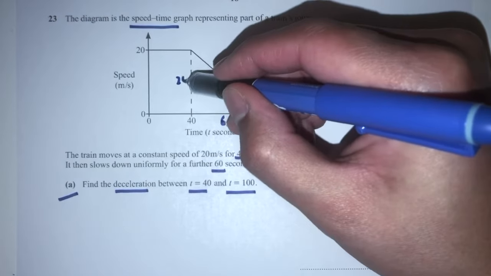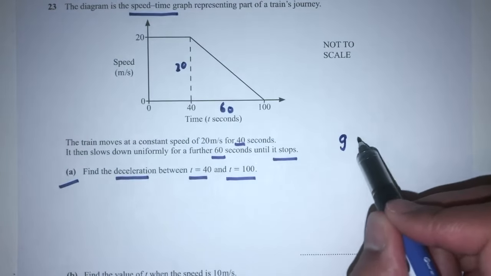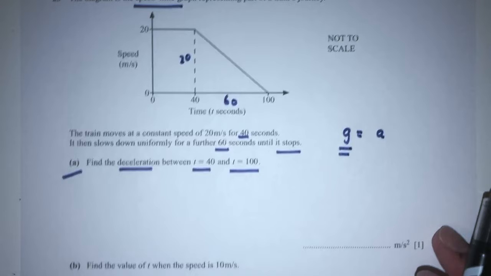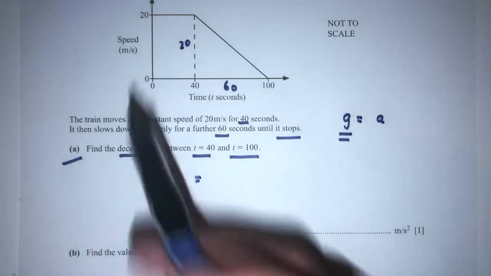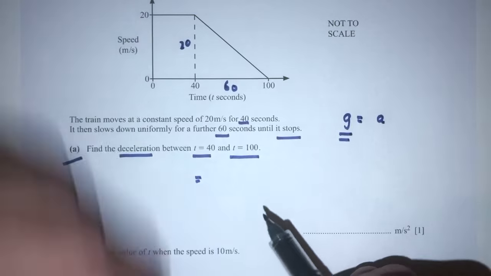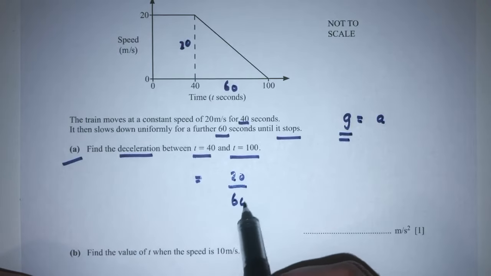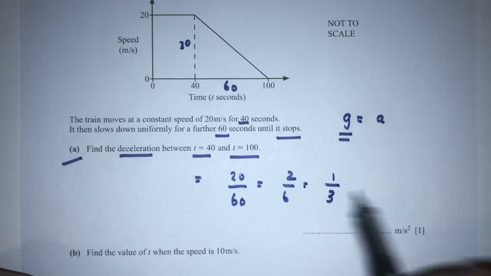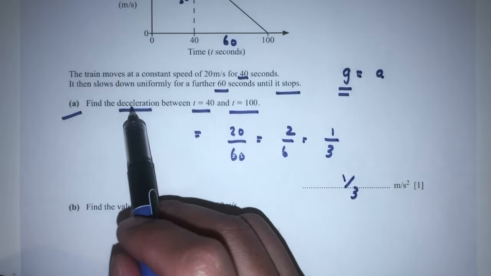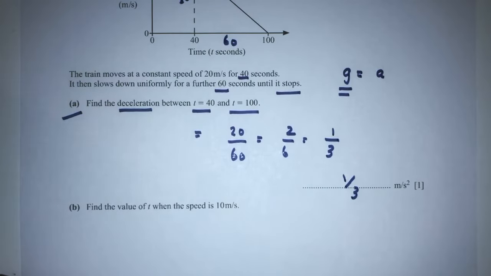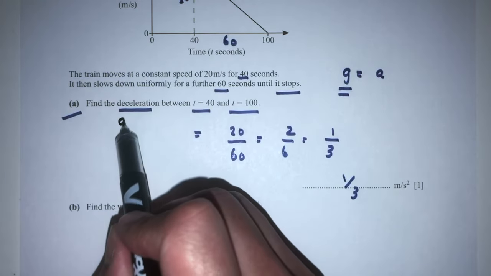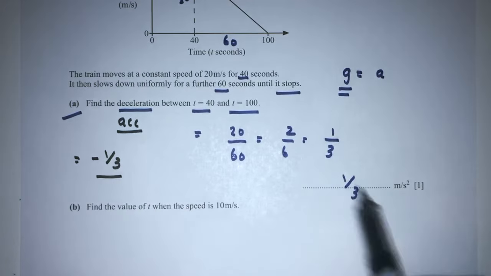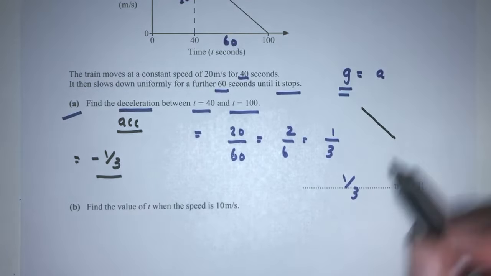The height is 20. I know that the gradient of a speed time graph is the acceleration. So let's find the gradient. How do you find the gradient of the triangle? It is a right angle triangle, so we use height divided by base. Height is 20 divided by base is 60. That will be 2 over 6, which is 1 over 3. So your answer is 1 over 3 for the deceleration of the train. Now, what if the question was asking you for the acceleration? Your answer will be minus 1 over 3. But it is asking you for deceleration going down, so that will be your answer.